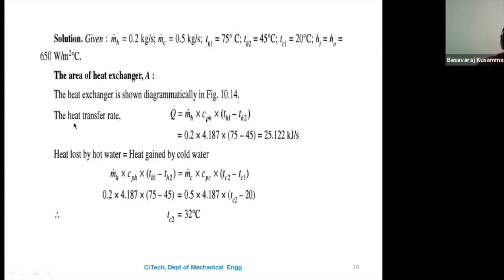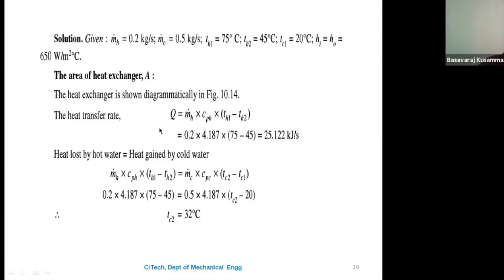Okay, heat transfer rate. They have given the inlet temperature of the hot fluid, outlet temperature of the hot fluid, and the specific heat of hot water. Anyhow, for water that is a constant, 4.187 kilojoules per kg Kelvin. So that means Q you can calculate. What is the mass flow rate of the hot fluid? The hot fluid mass flow rate is 0.2. That is the Cph, the specific heat of water, 4.187 kilojoules per kg Kelvin, a constant you have to take. Then Q you can calculate: 25.122 kilojoules per second you will get.